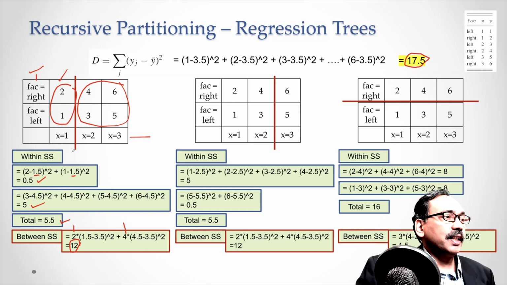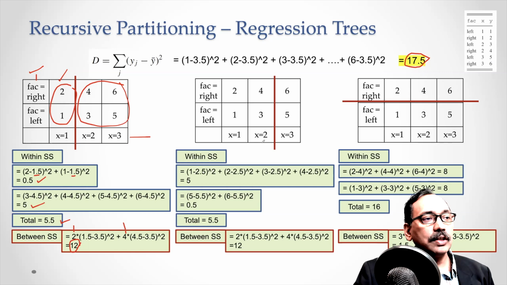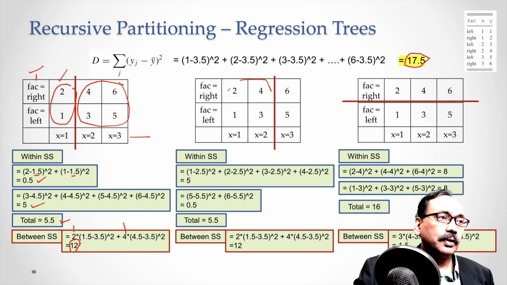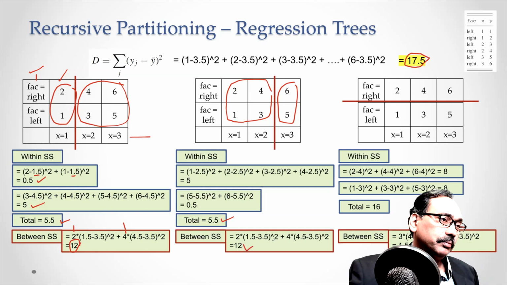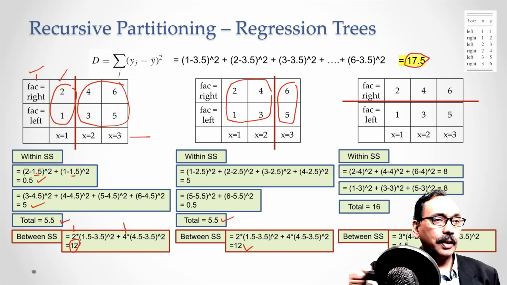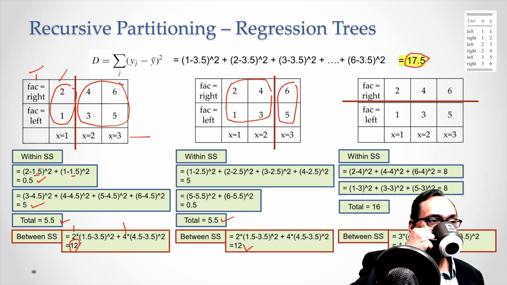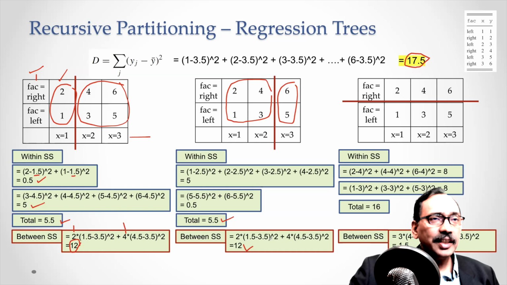Now instead of this partitioning, suppose you partition in such a way that x1 equals 1 and x1 equals 2 are in one group, this one, and this time this is the second group. If you do the math, the total is still 5.5, and the between sum of squares is also 12. So not much has changed, exactly the same numbers. This is just a coincidence.